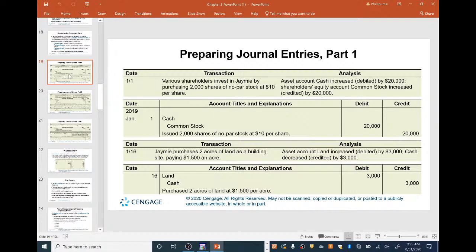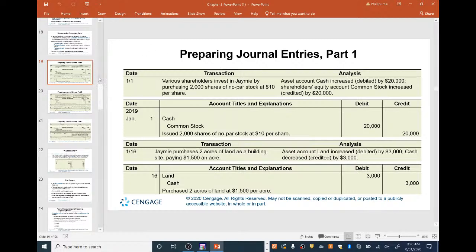So it says here, preparing journal entries, part 1. Okay, look here, we have the date, January 1. It gives us the transaction and then the analysis, okay? And then here's going to show the actual recording of this transaction. This is just analyzing what's going on, okay? Same thing here. There's another date, another transaction. So this is giving you the transaction. This is the analysis of what's going on, and this is how we account for it within the journal entry, okay? So let's start up here at the top, okay?